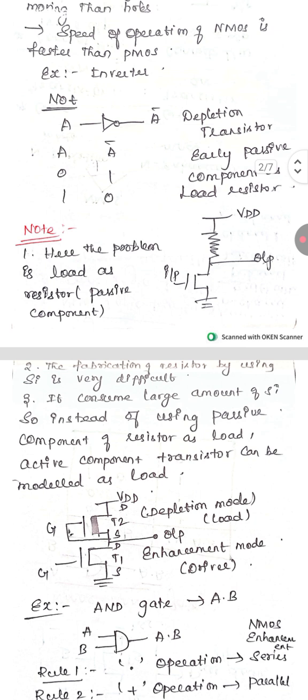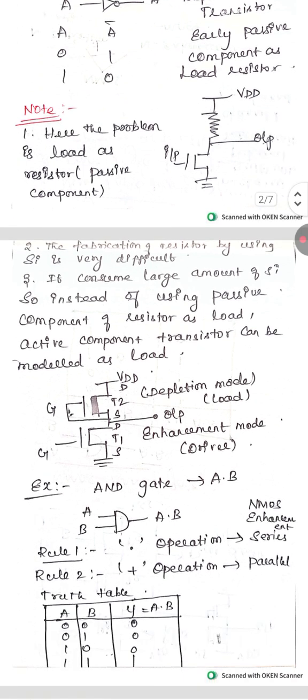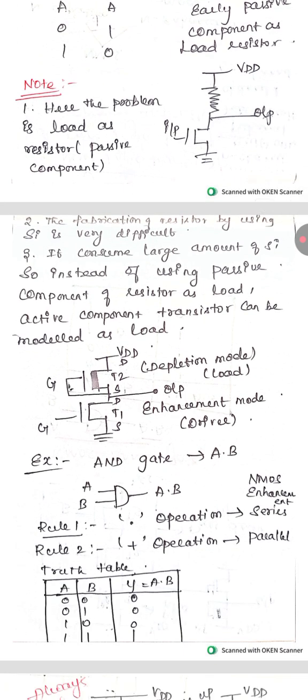Whenever the driver is not providing the output, the depletion mode transistor provides the output value. All right, so this is the example for the inverter, and we can see a few more examples for NMOS logic. Consider the AND gate logic as multiplication, A dot B. This is the symbol we use for AND logic.